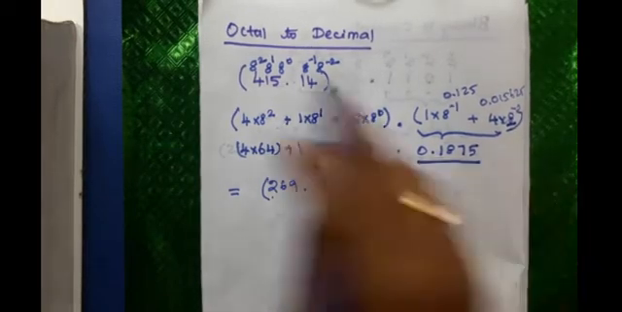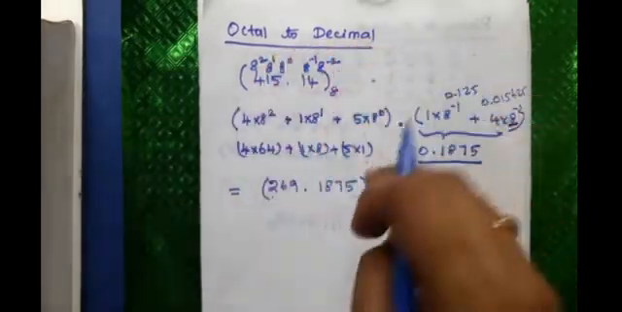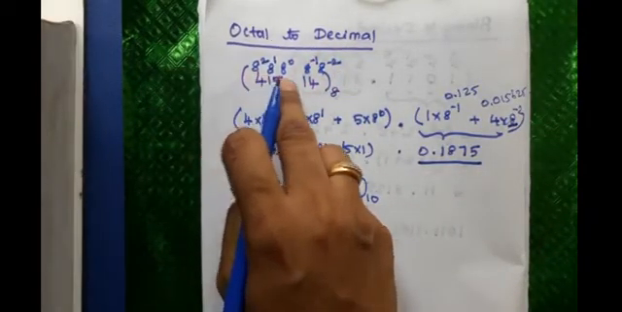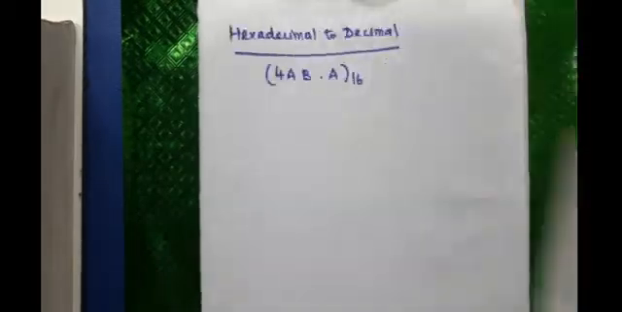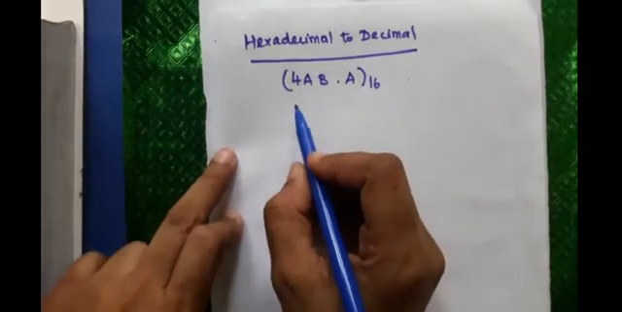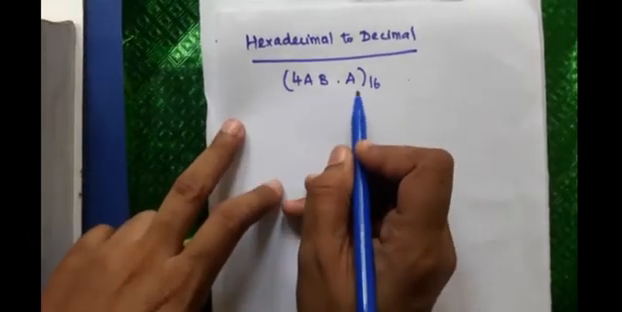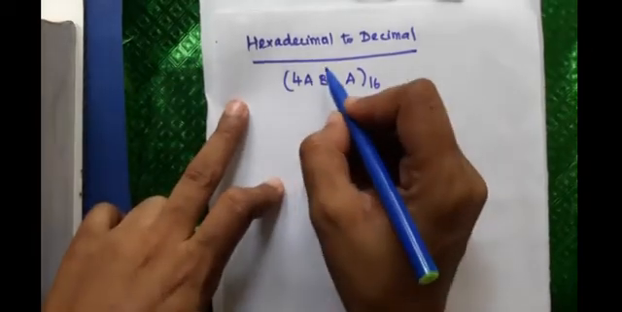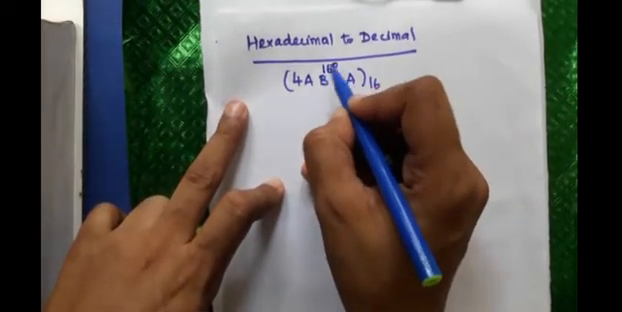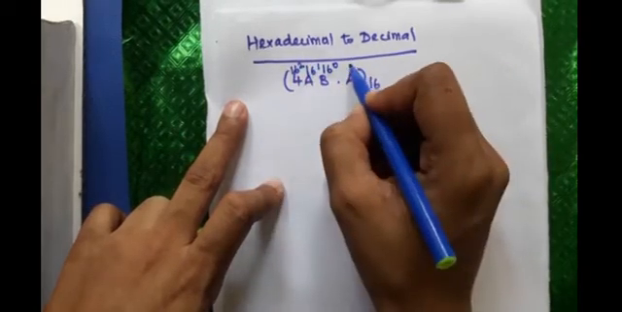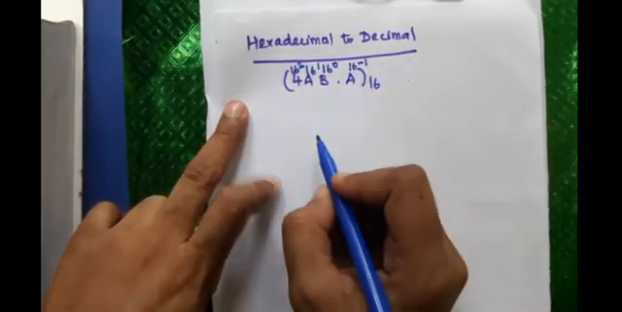Similarly, I can convert a hexadecimal number to a decimal system by the same procedure, but the positional weights are to the power of 16. Let's see an example. Let's take the example 4AB.A, which is a hexadecimal number. So the positional weights are 16 to the power 0, 16 to the power 1, 16 power 2 and 16 power minus 1 in the fractional part.